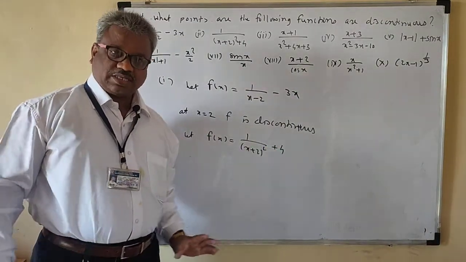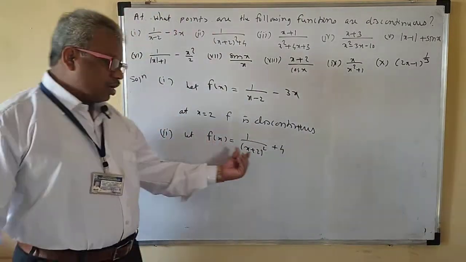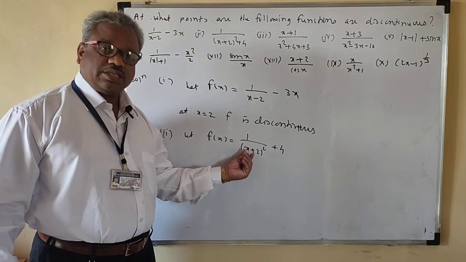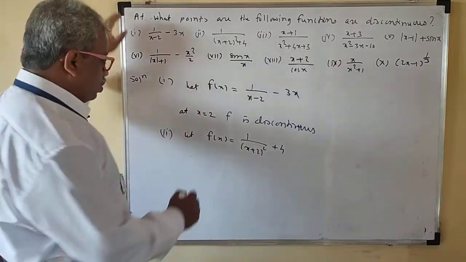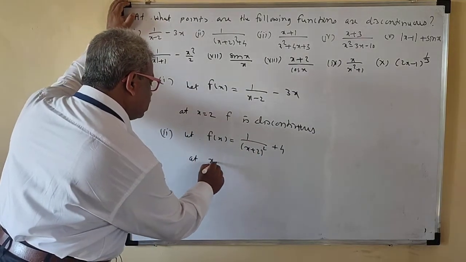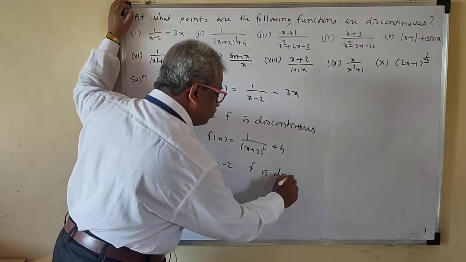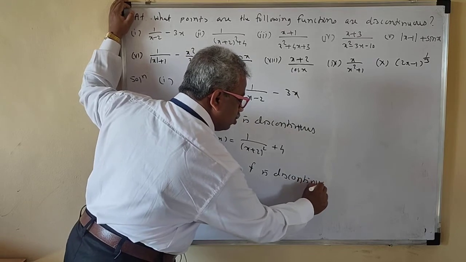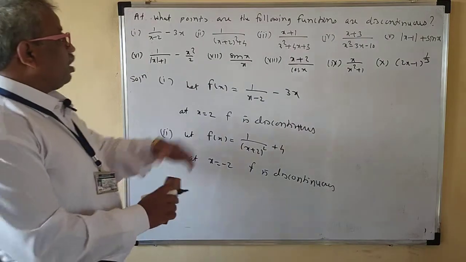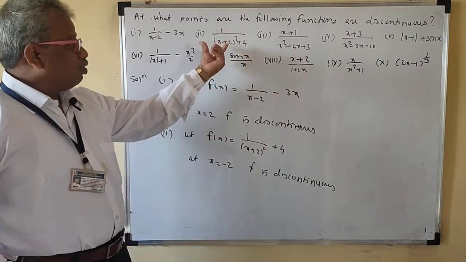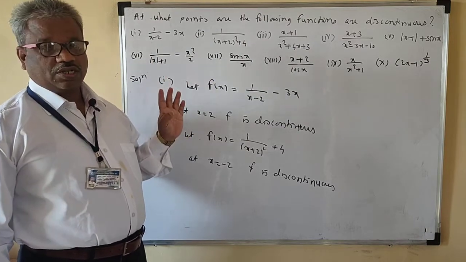Now this is 1 upon x plus 2. What happens if your function is like this? Easily you see that if x is equal to minus 2, then minus 2 plus 2 is 0, so the denominator is 0. That means at x is equal to minus 2, f is discontinuous. So minus 2 is the discontinuity for this function. For this one, the original problem, the function is continuous everywhere, so there is no discontinuity.